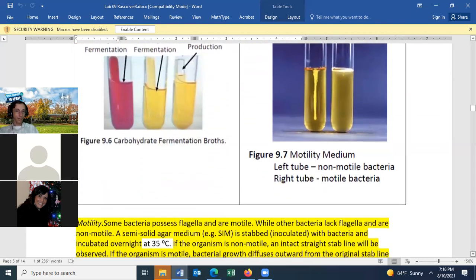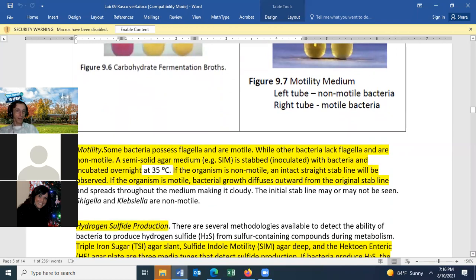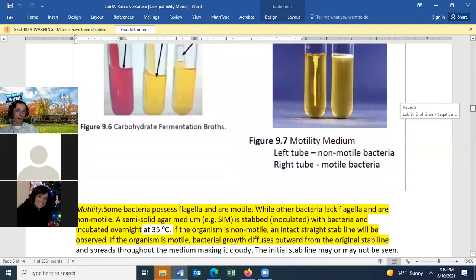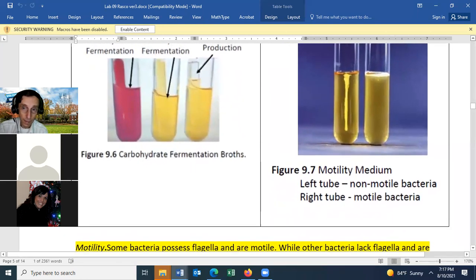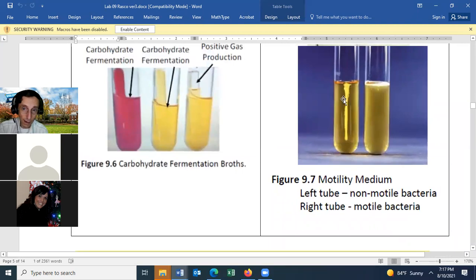Any questions about the carbohydrate metabolism test? All right, if not, let's talk about the motility test. Some bacteria possess a flagella, and that allows them to be motile and swim. Other bacteria lack the flagella, and they are non-motile. In a solid agar media, the agar is too thick for the bacteria to swim. But in the motility test, we have the agar at a very low concentration, and it's semi-fluid, and the bacteria can swim through the semi-solid agar media.